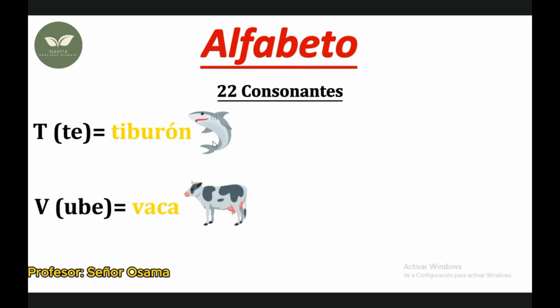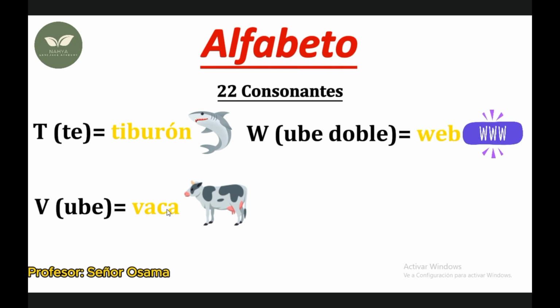Okay, so the next one is uve. I know many people will say no, but it's V. Yeah, in English it's V, but in Spanish the pronunciation is different. So we say uve, and we don't say vaca as in English. We say vaca, and we pronounce this as B. Okay, vaca. So let's go to the next one.